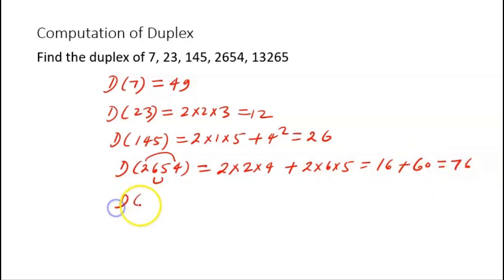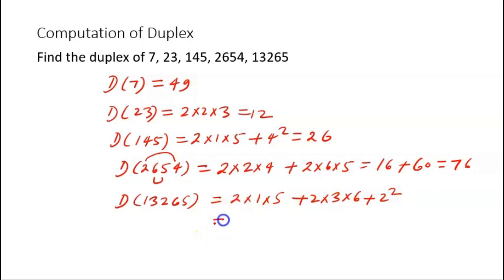What is the duplex of 13265? This is 2 into 1 into 5 plus 2 into 3 into 6 plus 2 square. So it is 10 plus 36 plus 4, so what we get is 50. I hope the process of calculating the duplex of a number is clear to you.